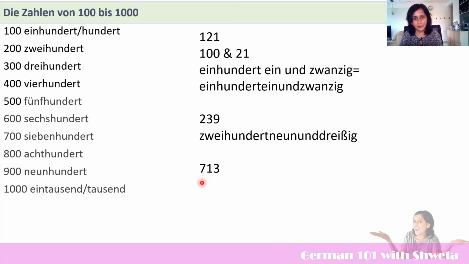Let's take one more number. This is 700. Correct? 700 is here. And what is this? This is 13. 13 is 13, right? So 700, 13.